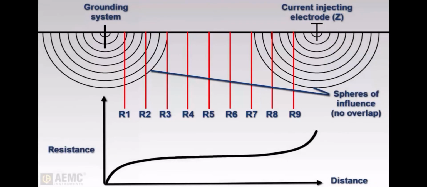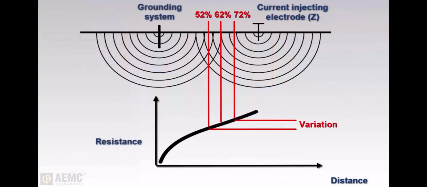To ensure an accurate measurement, be sure to place the current electrode far enough from the ground rod under test so that the central measurements of the potential electrode will be outside the sphere of influence for both the ground rod and the current injecting electrode. The best way to determine whether or not the current injecting electrode is placed correctly is to perform a simplified type of fall of potential test called a 62% test. This involves taking measurements at 52%, 62%, and 72% of the distance between the grounding rod and current injecting electrode.